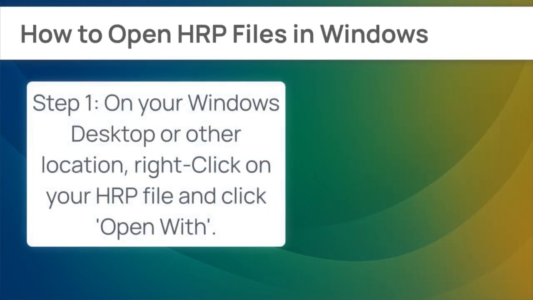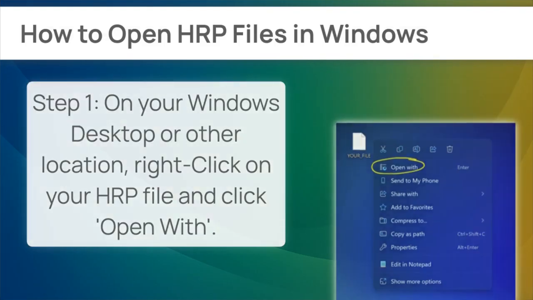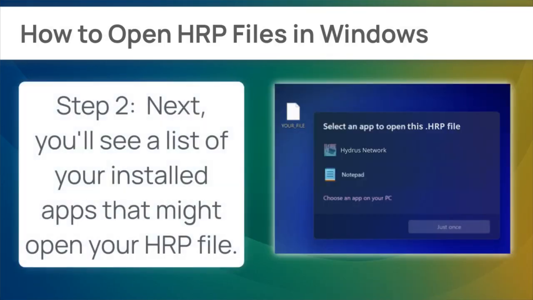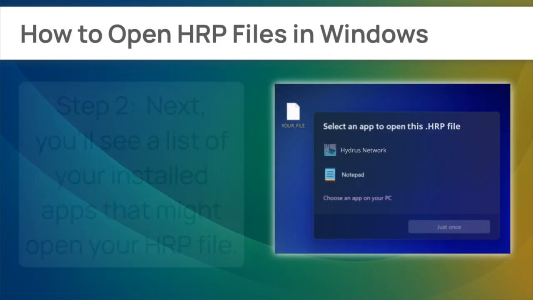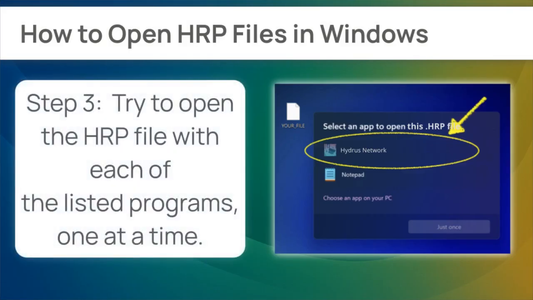The quickest way to solve the failure is to test all compatible openers. Right-click the HRP file and hit Open With. Use Hydrus Network if installed. If not, choose another program. We must confirm the software handler.